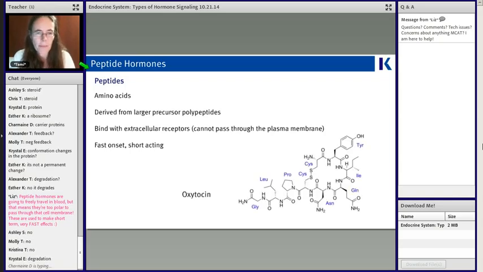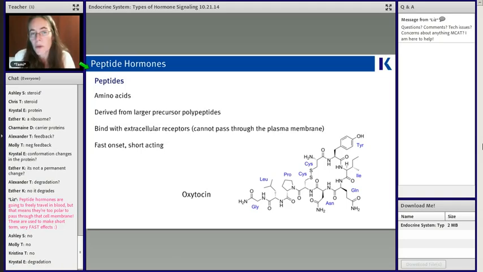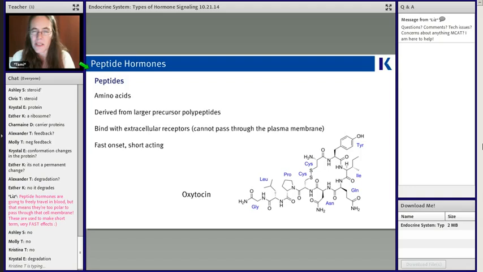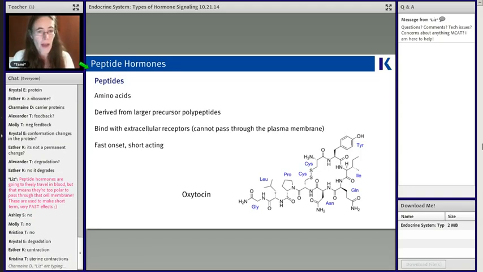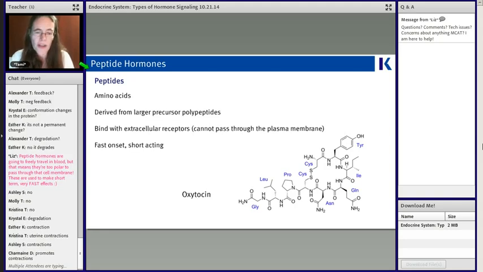Here's an example. Oxytocin, which we all know what oxytocin does. So if we look at this, this is definitely a peptide because it's got multiple amino acids. So what does oxytocin do? Let's remind ourselves, this is definitely one of the proteins we need to know that's made by the hypothalamus and released by the posterior pituitary. Yep, uterine contractions.